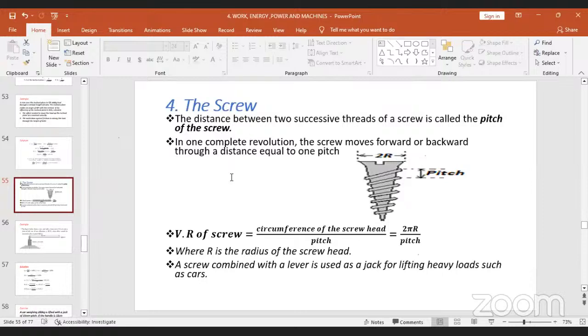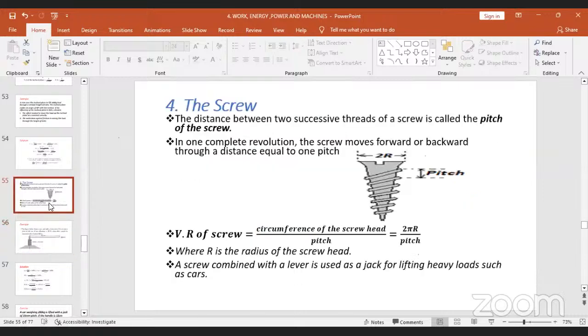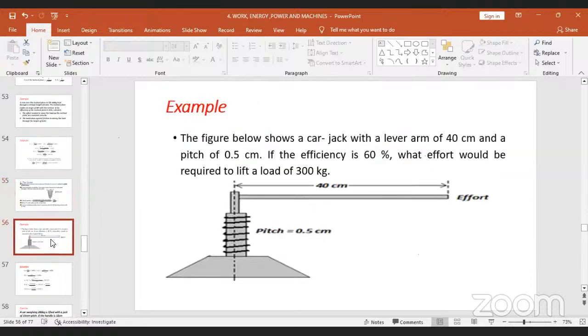Now, a screw can also be combined. A screw combined with a lever is used as a jack for lifting heavy loads. I want to believe you have seen that, the jack used when somebody has got a puncture. So that's an example. The handle here has been added to the screw, and therefore what you have now is a screw combined with a lever.